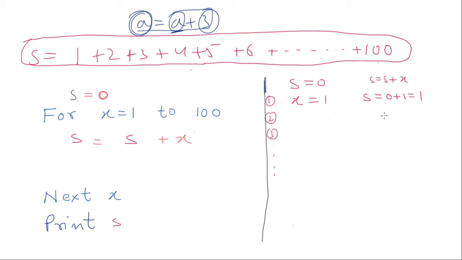Everybody, s was 0, x was 1. It added 0 to 1 and stored the value in s. So we'll go again. It doesn't break the loop. It comes back because x is just 1. It comes back and x becomes how much in the next line?